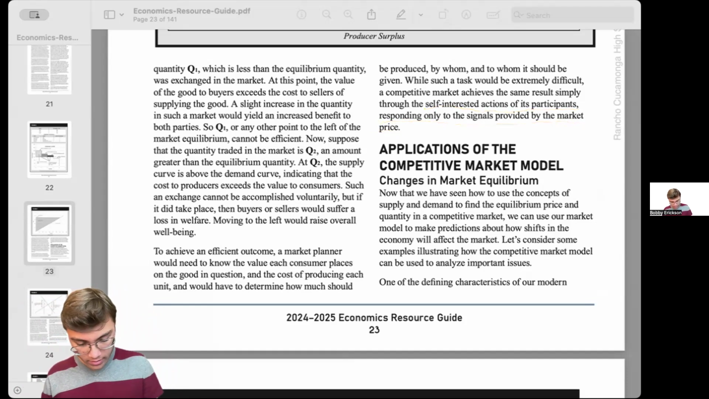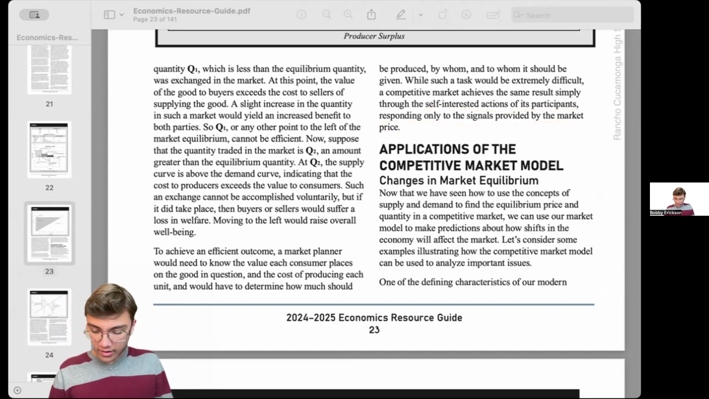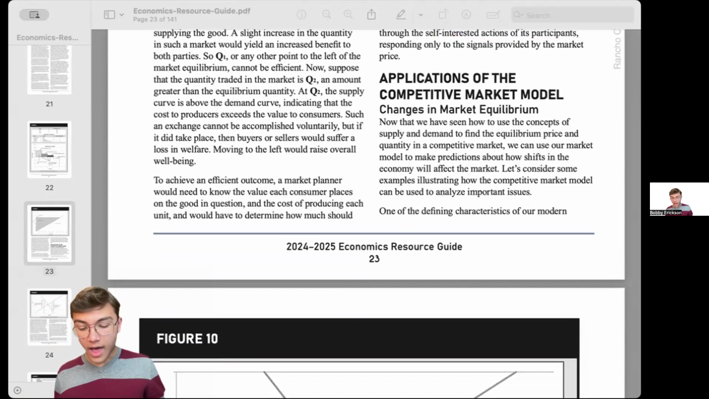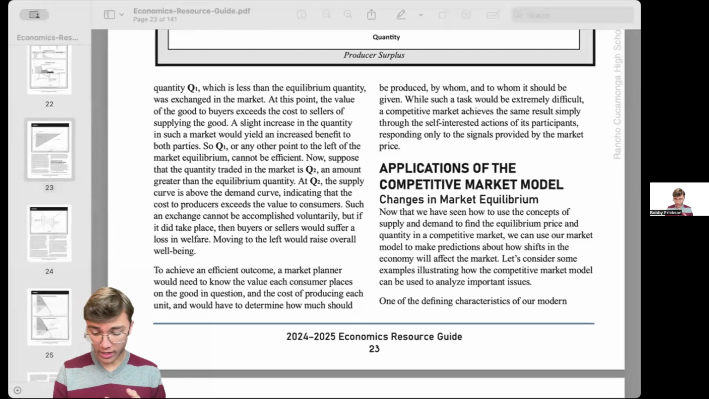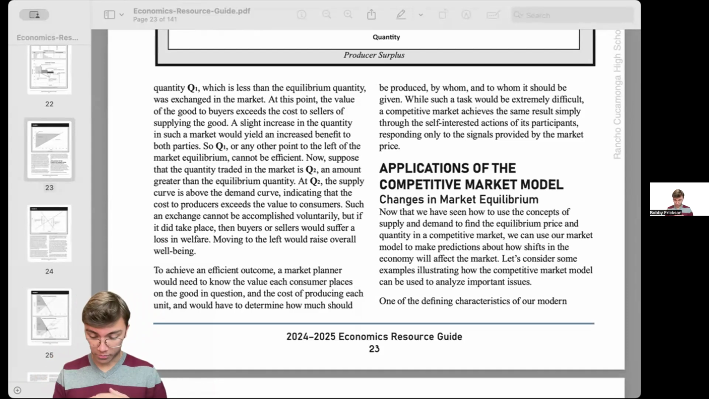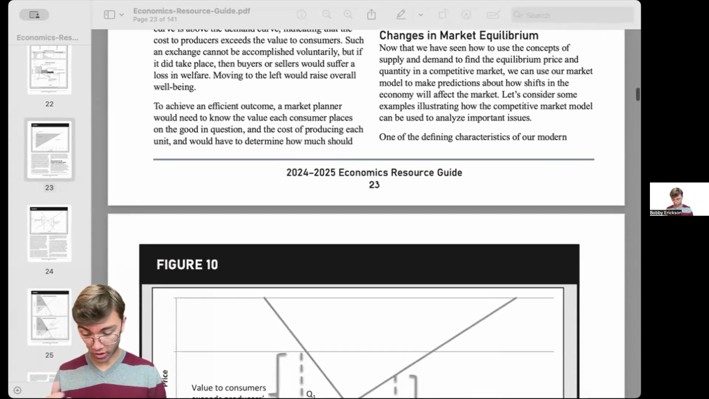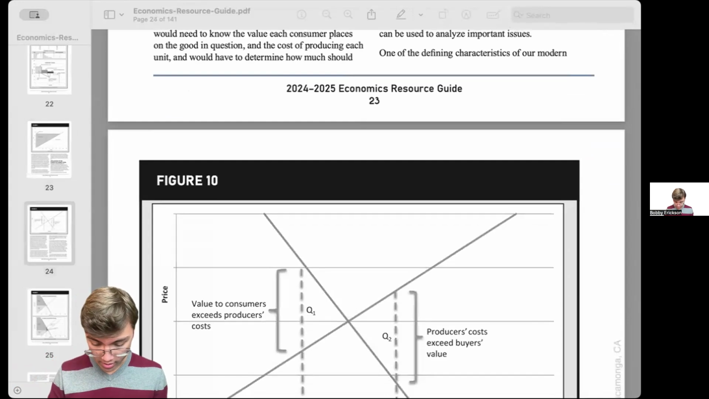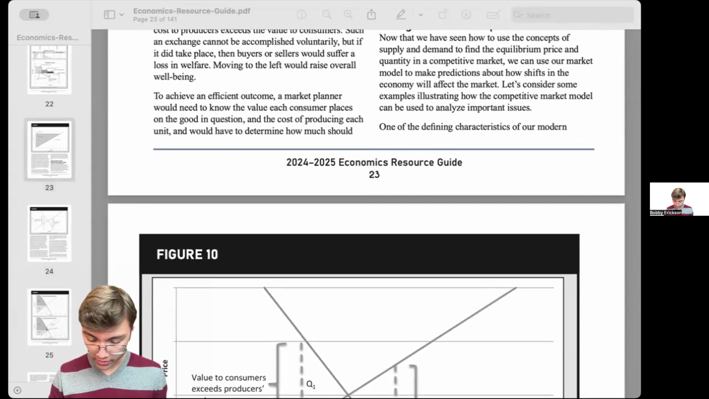So next up, we get to talk about how we actually apply the competitive market model to what we see in the world. With our newfound knowledge of supply and demand, and of finding equilibrium price and quantity in a competitive market, we can now make predictions based on how shifts in an economy affect a market as a whole. We're going to start by analyzing issues related to this competitive market.